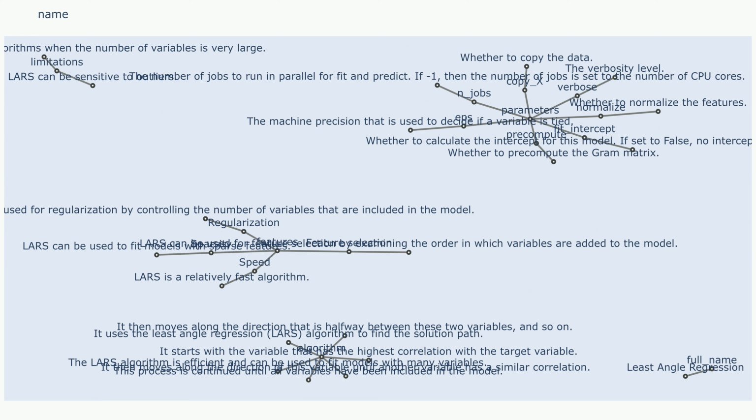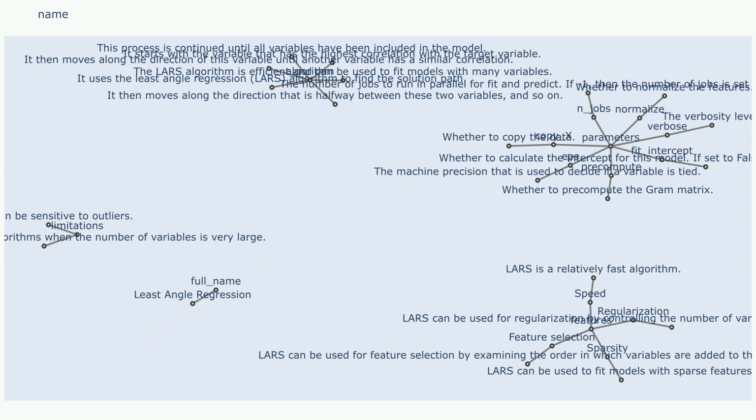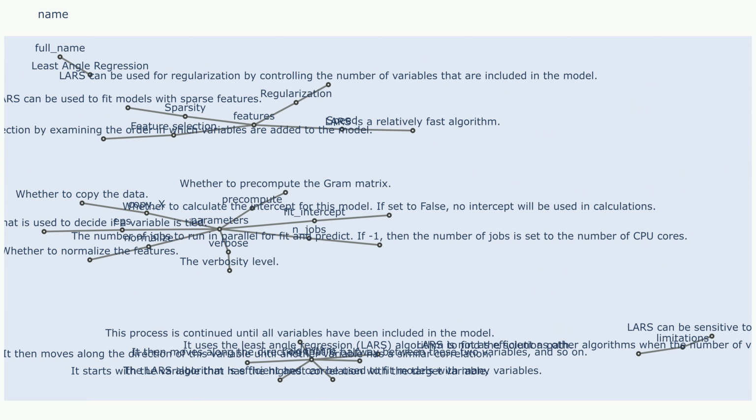Limitations: this section acknowledges the drawbacks of LARS. LARS can be sensitive to outliers. Outliers can strongly influence the LARS path, potentially leading to misleading results. LARS is not as efficient as other algorithms when the number of variables is very large. When dealing with extremely high-dimensional datasets, other algorithms might be more efficient than LARS.